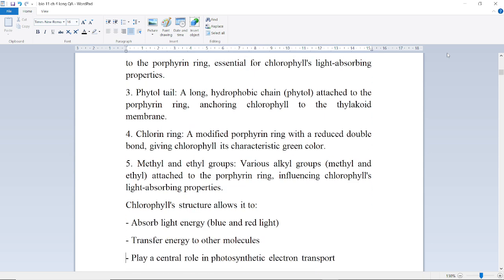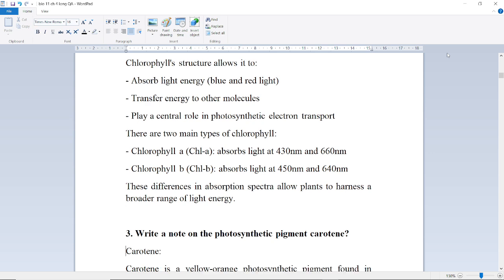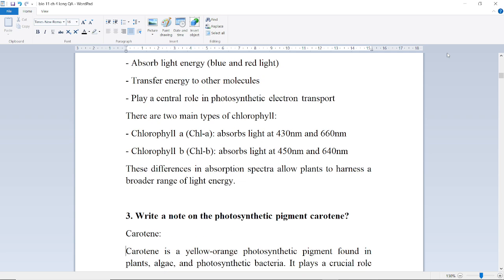Chlorophyll structure allows it to absorb light energy, blue and red light, transfer energy to other molecules, and play a central role in photosynthetic electron transport. There are two main types of chlorophyll. Chlorophyll A absorbs light at 430 nanometers and 660 nanometers. Chlorophyll B absorbs light at 450 nanometers and 640 nanometers. These differences in absorption spectra allow plants to harness a broader range of light energy.